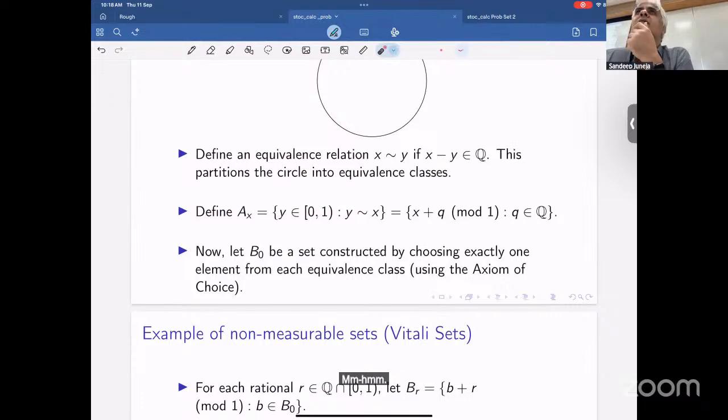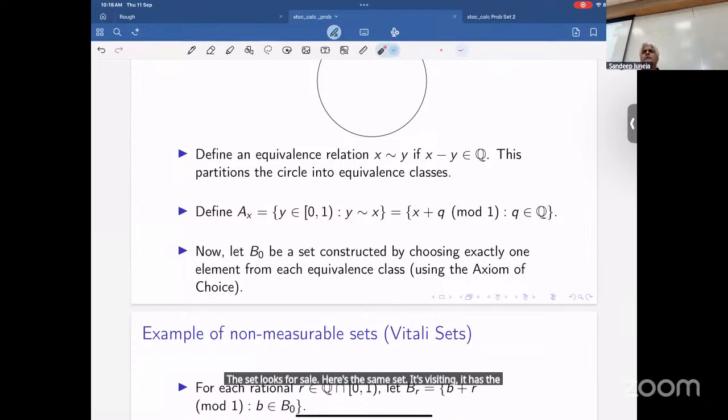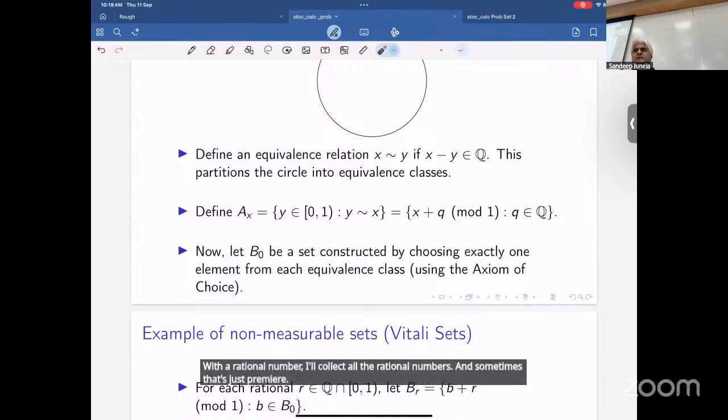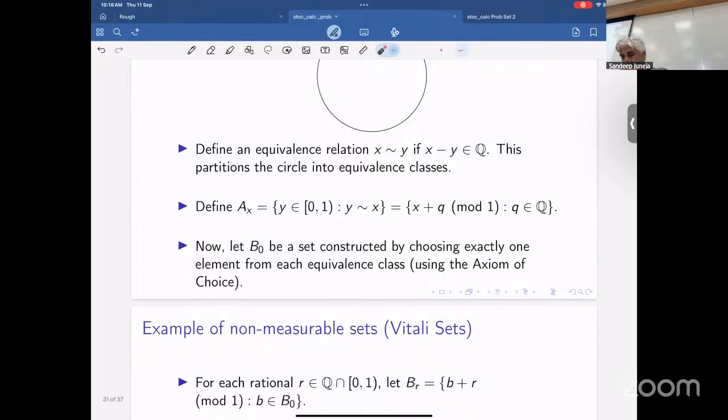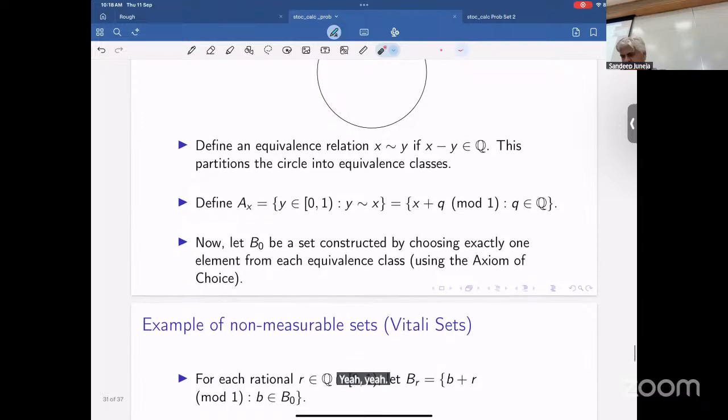What's that? Uncountable amount of sets. But just out of curiosity, for every rational we pick, the set looks the same. So it's the same set, because it has the difference of all other rationals. So that set is the same regardless of what rational. True. If I start with a rational number, I'll collect all the rational numbers, and so that set just remains.